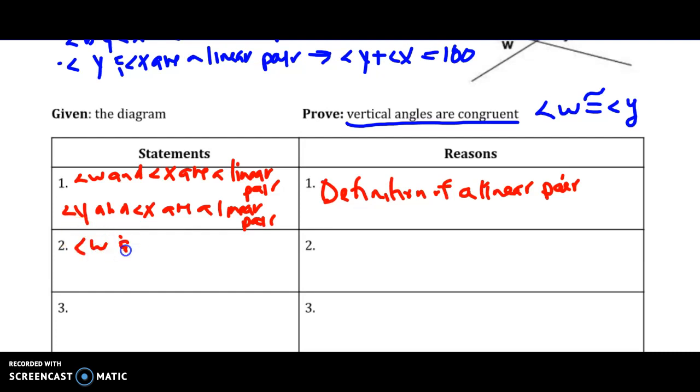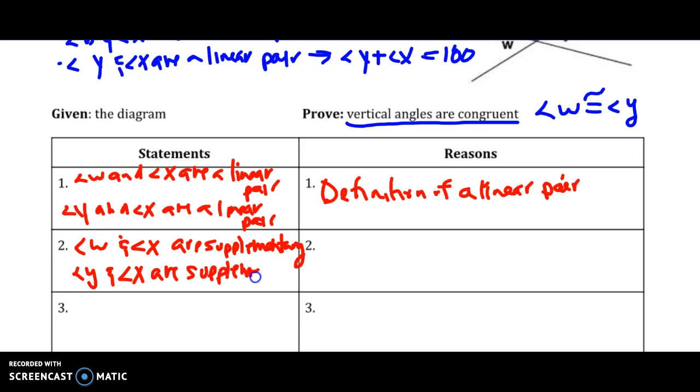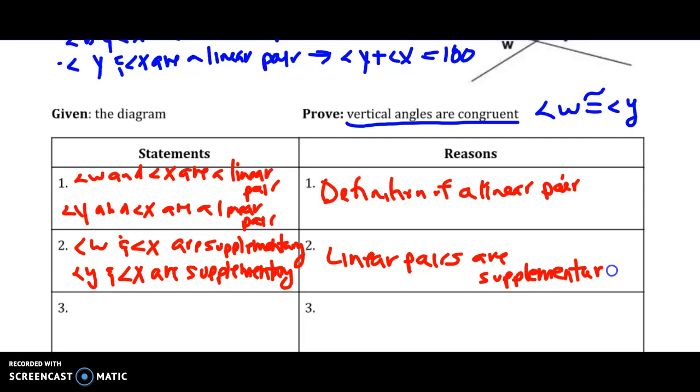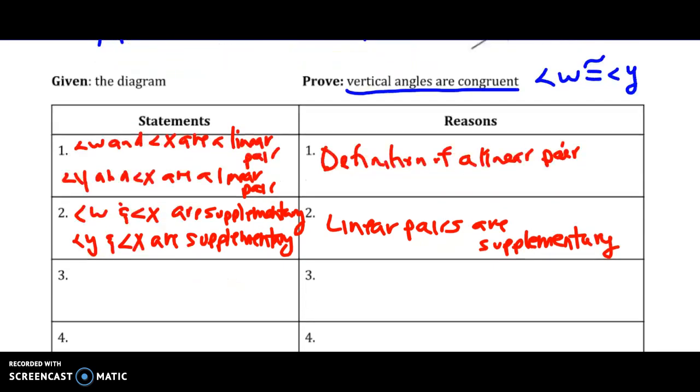So angle W and angle X are supplementary. As well as angle Y and angle X are supplementary angles. How do I know that? Linear pairs form supplementary angles. Linear pairs are supplementary. That's how I know. I know that that is the definite part of the property of a linear pair.